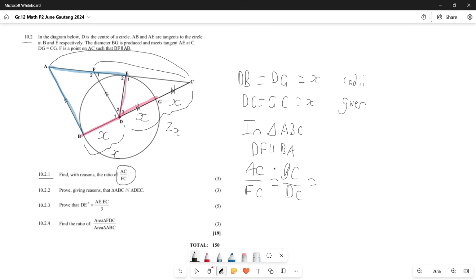And what we can see, as we mentioned, is that BC is x plus x plus x. So we have 3x over there, and then DC is x plus x, so we have 2x over there, which means our x's will cancel, and that leaves us with 3 over 2.